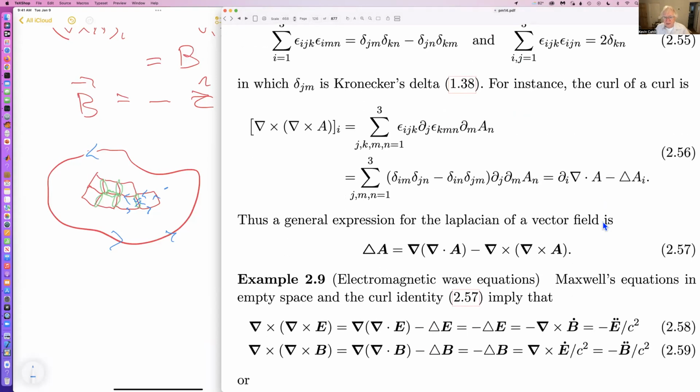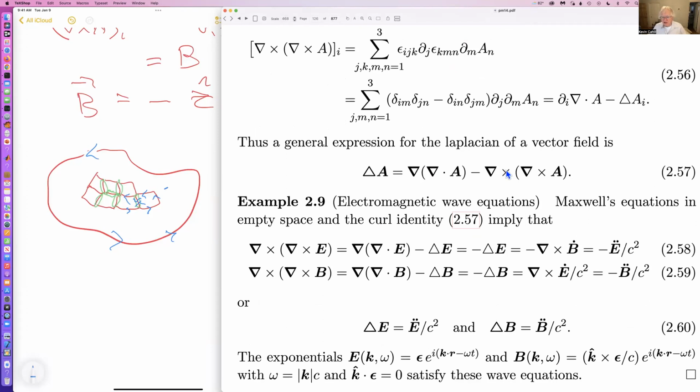What you find from that is that the curl of the curl is epsilon I j k d j epsilon k m n d m A n. This turns into a bunch of deltas, and that gives you the ith derivative of the divergence minus the Laplacian of the ith component. And so the general expression for the Laplacian of a vector field is this. In many books, that is the definition of the Laplacian of a vector field: the gradient of divergence minus the curl of the curl.